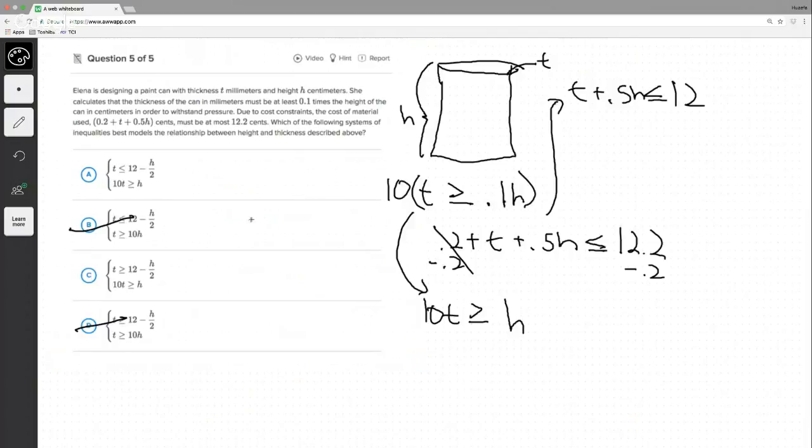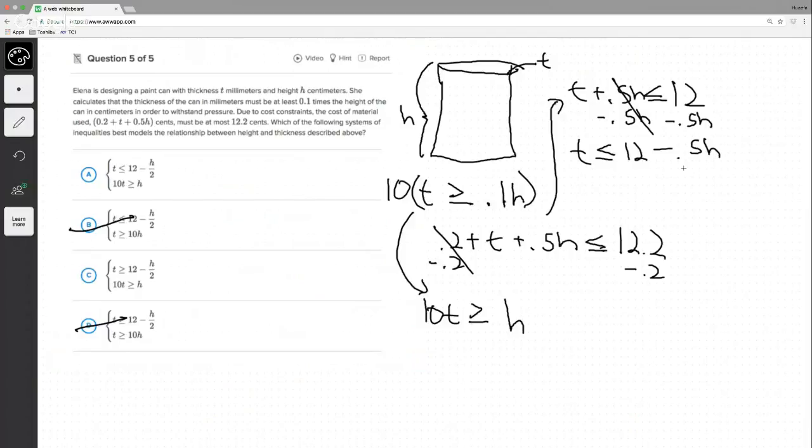Technically, this equation is the same as one of these two, but we just don't see it yet because it's not in the same format. So let's isolate. Subtract 0.5h from both sides. I'm just moving stuff around. That goes away. And then we got t is less than or equal to, what do they have first, the constant? 12 minus 0.5h, and there we go.